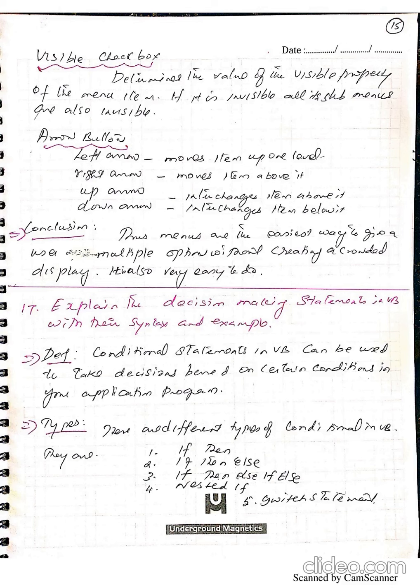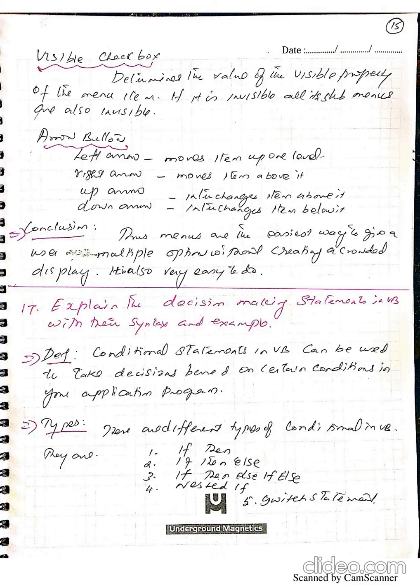Question number 17. Explain the decision making statements in VB with their syntax and example. Conditional statements in VB can be used to take decisions based on certain conditions in the application program. They are If Then Else, If Then ElseIf, nested If, and Select Case statements.